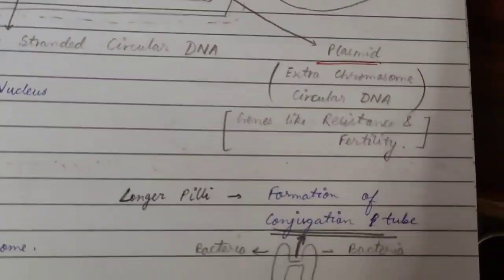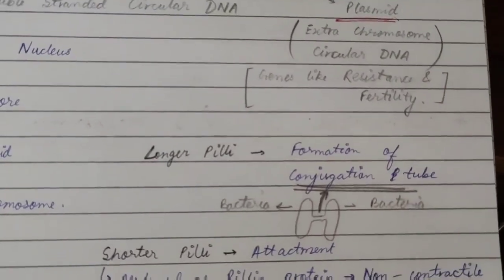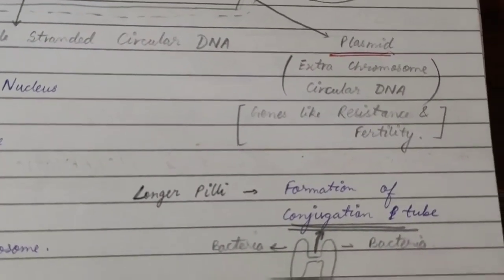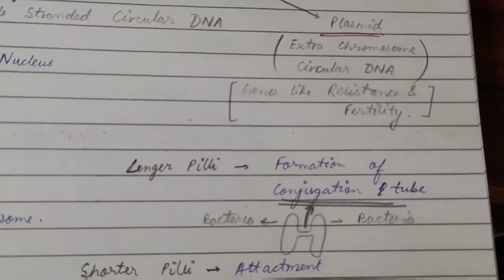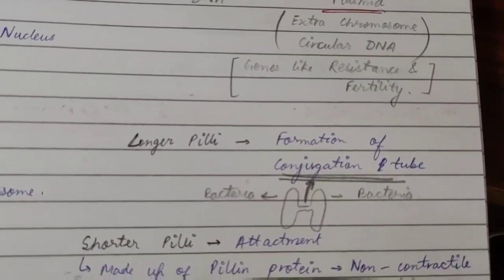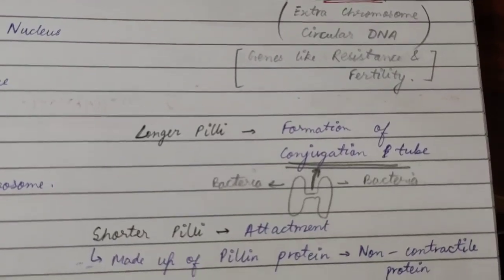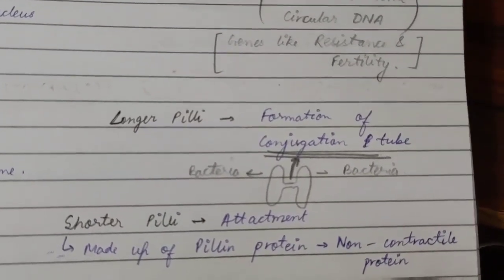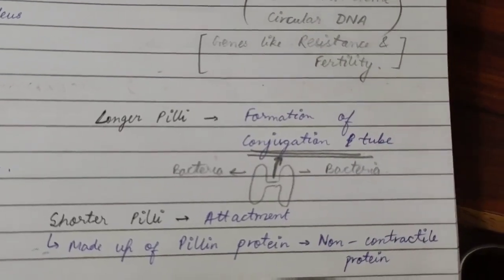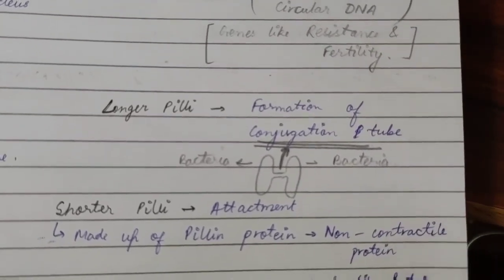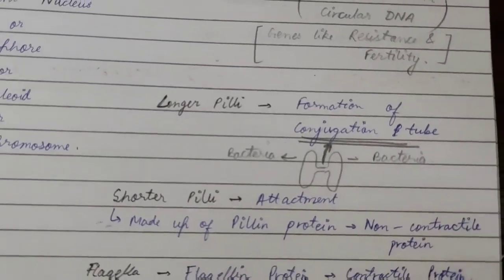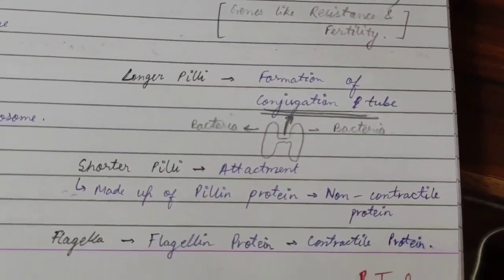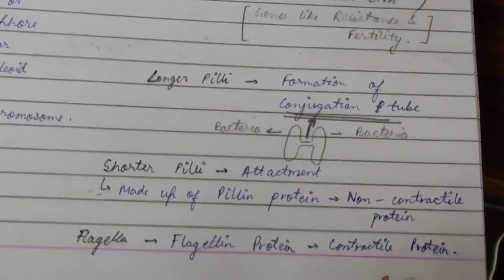Now, longer pili help in the formation of the conjugation tube. When one bacterium connects with another, the longer pili help form a conjugation tube which connects both bacterial cells. Shorter pili are for attachment. Shorter pili are made up of pilin protein, which is a non-contractile protein, and flagella are made up of flagellin protein, which is a contractile protein. That's all for today. Thank you.